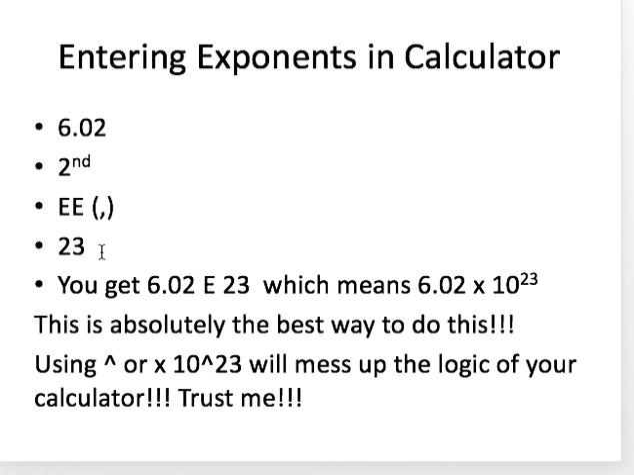If you have a simpler calculator, just find the EE button. You want to have something appear on your screen that looks like this, 6.02 E23, and that means 6.02 times 10 to the 23rd. E means times 10, so you don't need to put in times 10. I really feel like this is the best way to do it. If you use this sort of caret thing, it could mess up the logic of your calculator. You want to make sure you put it in parentheses if you resort to that.